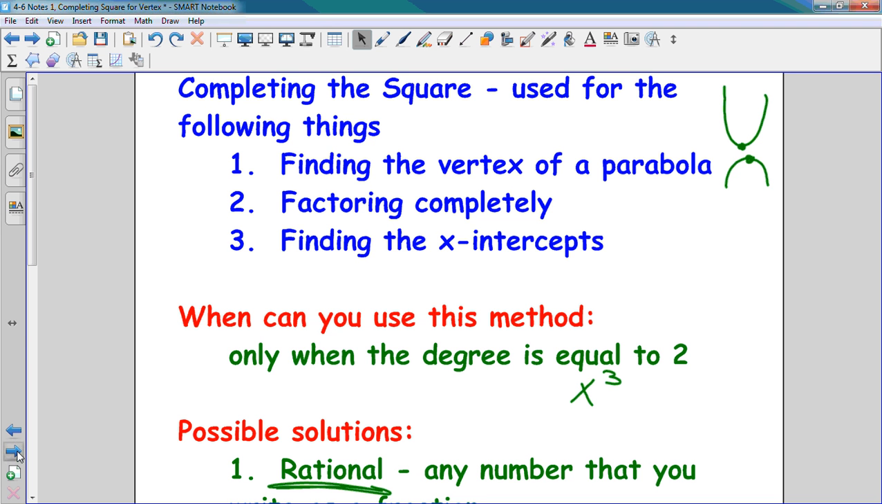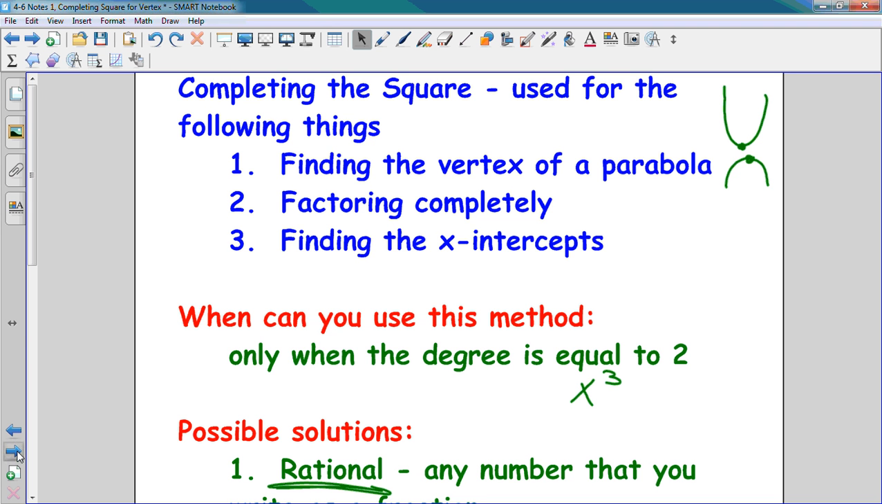And finding the x-intercept. What's an x-intercept? Opposite of the y-intercept, it's where it crosses the x-axis. Where the graph hits the x-axis is whenever y equals 0. Your points when y equals 0, where it crosses that x-axis. When can you use the method called completing the square?